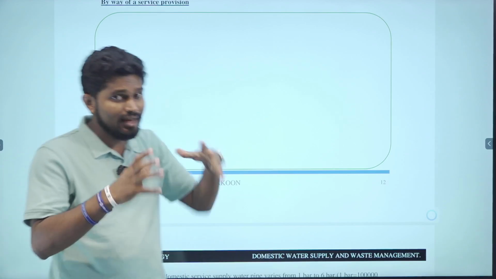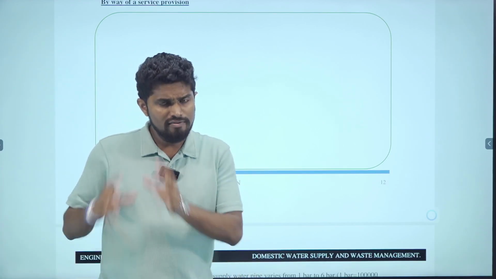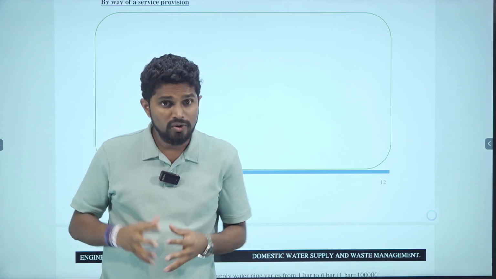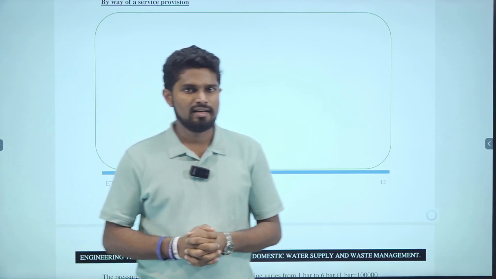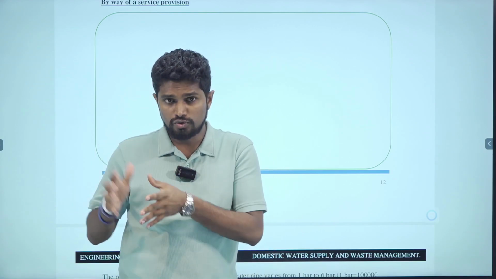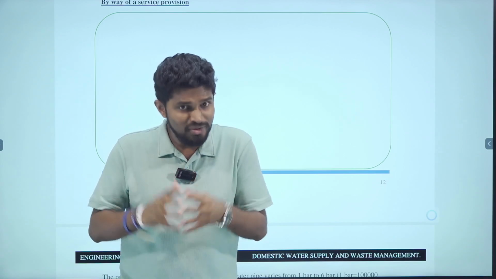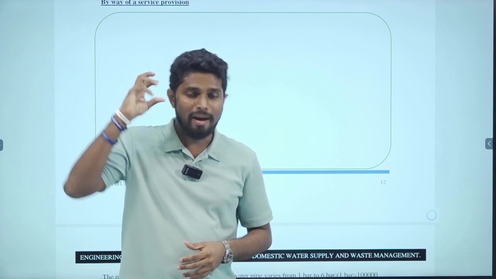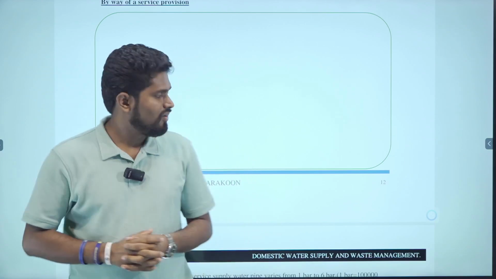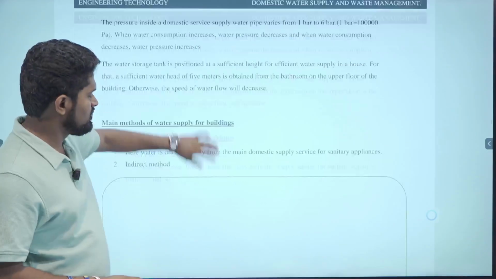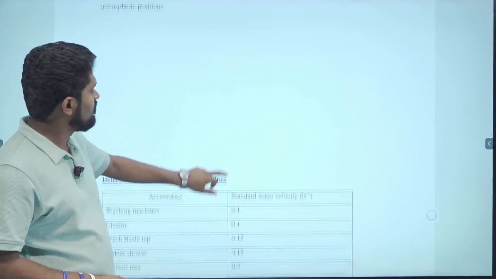After collecting, we store the water in the domestic water tank. After storing, we have to distribute the water to the relevant places. What are the places we need? In the kitchen, in the bathroom, in the toilet. Those are the places we need water, no? Then we have to create a plumbing system to deliver the water to the relevant places.